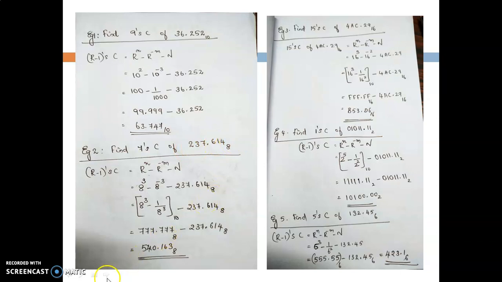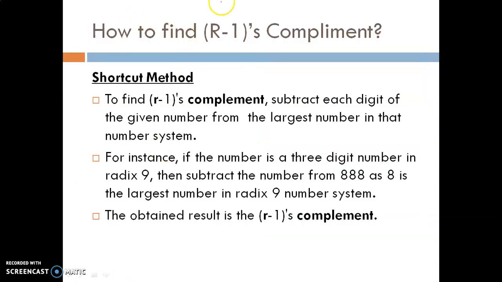So I am just mentioning the shortcut method here. The shortcut method to find the r minus 1's complement is to subtract each digit of the given number from the largest digit in that number system. For example, if the number is a 3-digit number in base 9, then to find the 8's complement, that is the r minus 1 complement, subtract each digit from the maximum digit possible in base 9, which is 8, so 888. Okay, as 8 is the last digit in the radix 9 number system. So what you will get is the r minus 1's complement.